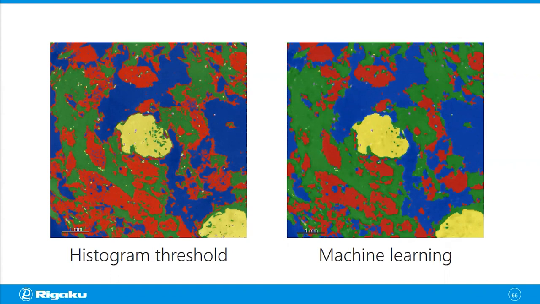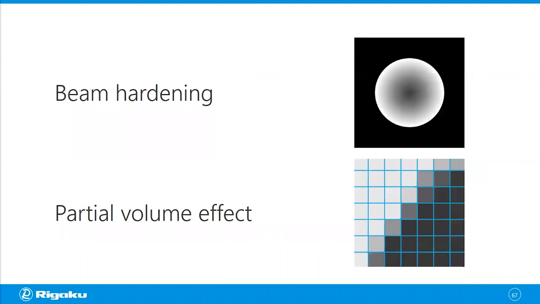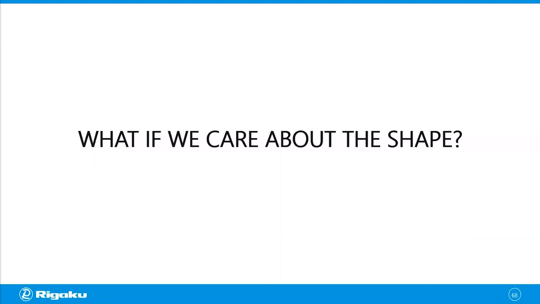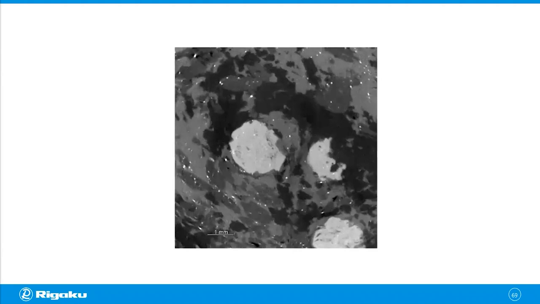Okay, now we just covered two typical artifacts we need to be careful about when we're looking at rocks. And everything we just talked about is based on pixel segmentation. Now, what if we care about the shape? Not necessarily the volume percentage of each phase, but we care about the shape. Let's take a look at this as an example. We want to know the shape of this inclusion, not necessarily the size or the percentage, but the shape of this inclusion.